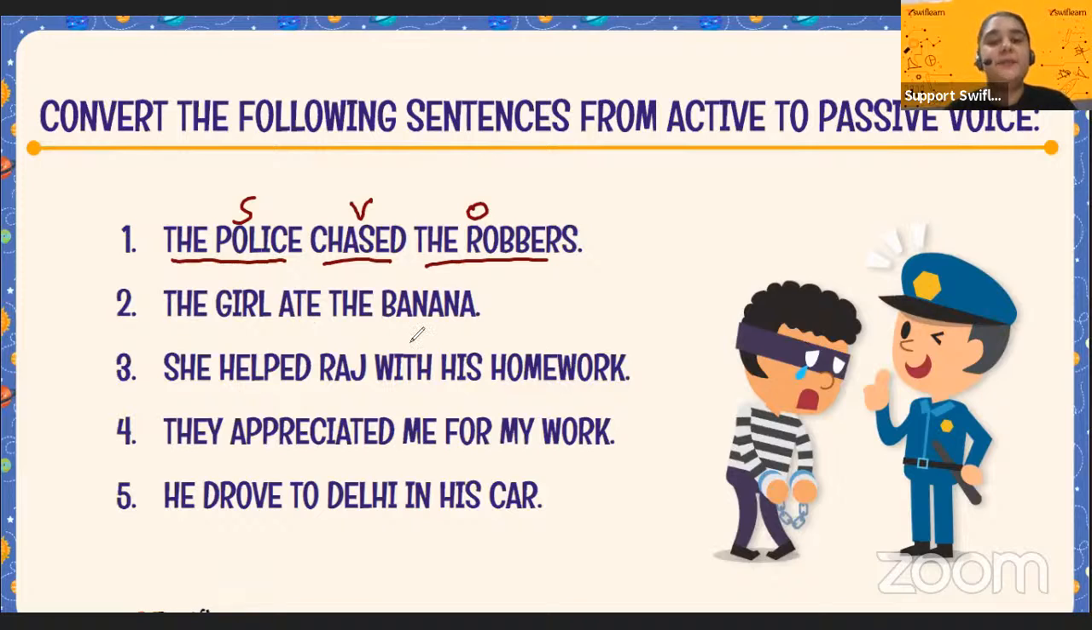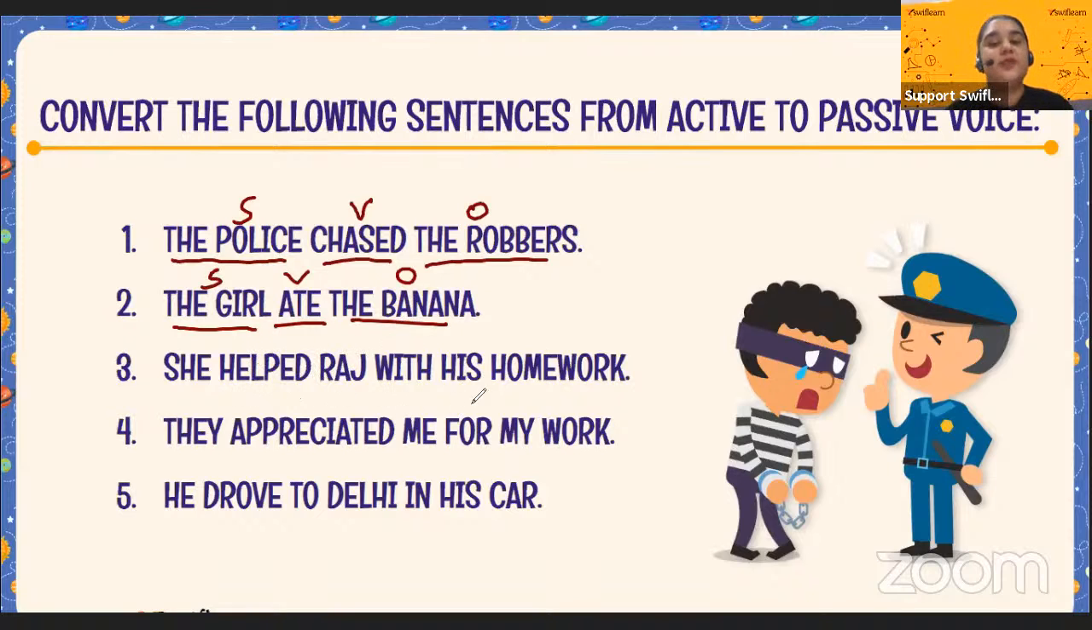The girl ate the banana. So here which one is the subject? The girl is your subject. Yes. Ate the banana. So here we are having the verb and we are having the object here. So the banana was eaten by the girl. Okay. The verb third form for eat is eaten. So you will use eaten. So the banana was eaten by the girl. Let's come to the third part.